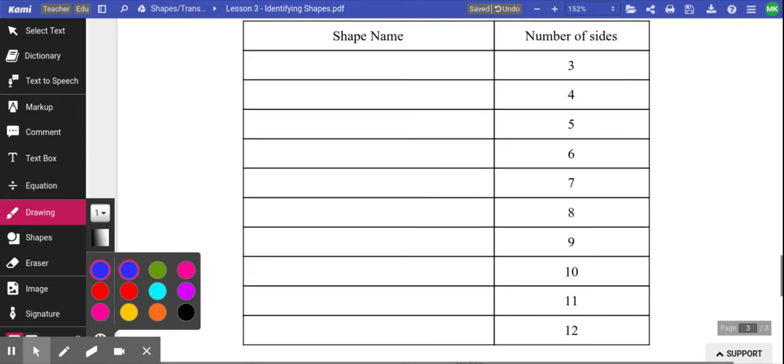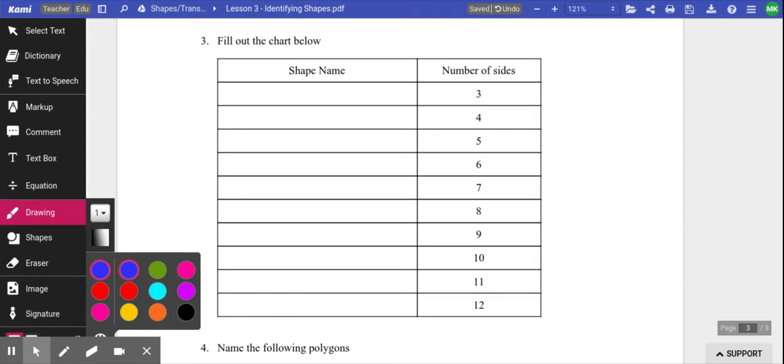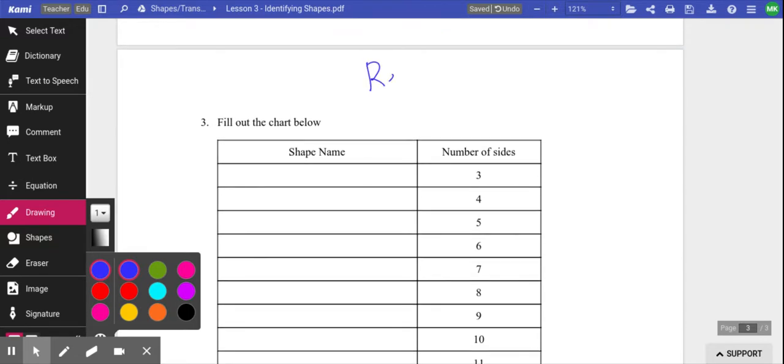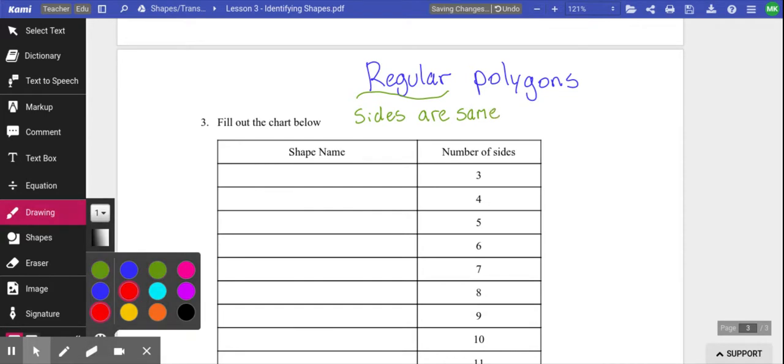Awesome. That does it for triangles. After triangles, what we're going to do is we're going to do polygons. So we're going to do regular polygons. Let's talk about what that means. Regular means sides are the same. Polygon means there's many sides.